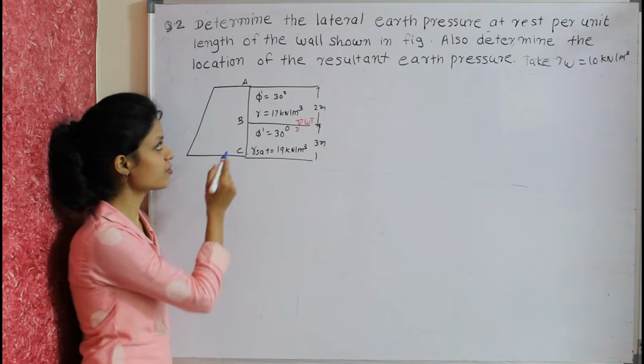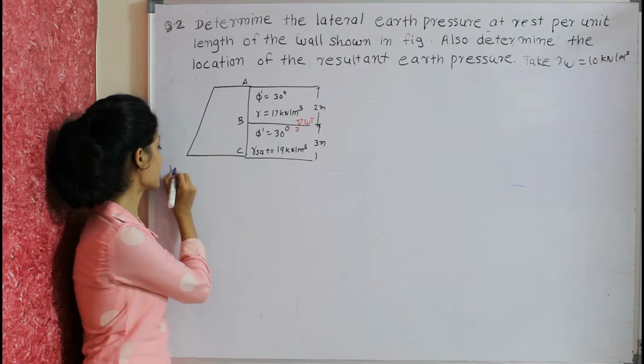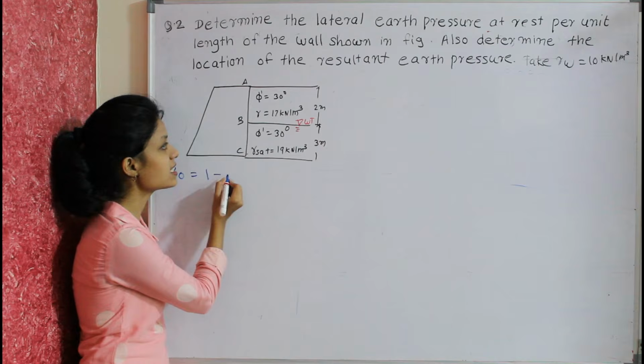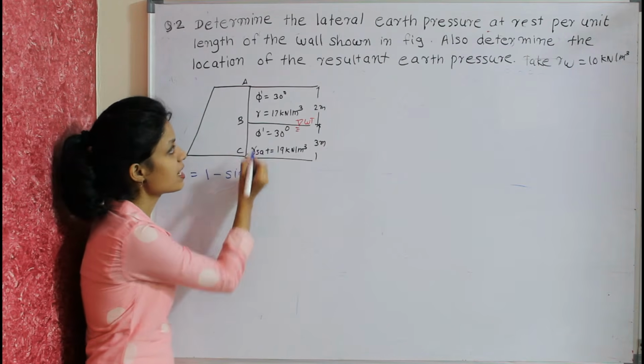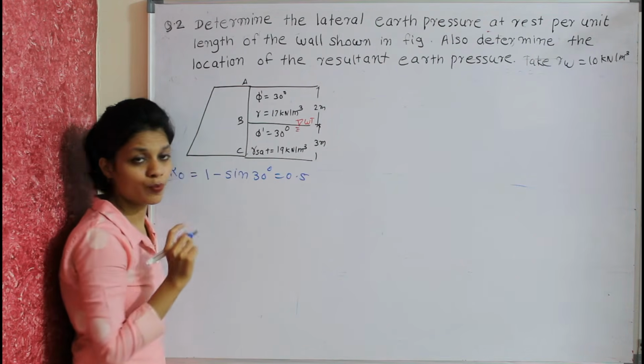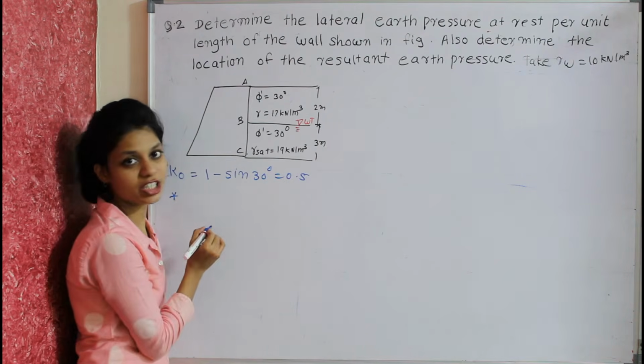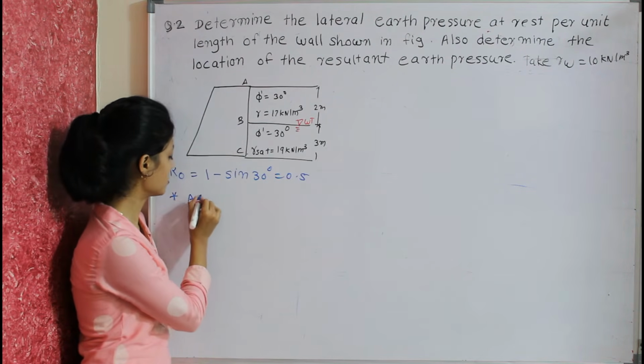So let's first calculate the coefficient of earth pressure at rest condition, that is K0, which is equal to 1 minus sin phi. Sin phi for 30 degree is 0.5 for both layers. Okay. Next, pressure at B.